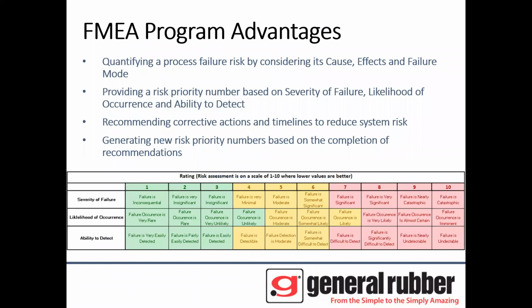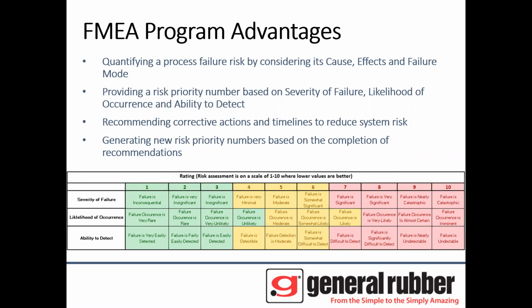So we're going to talk briefly about an FMEA program. That's failure modes and effects analysis, qualifying a process failure risk by considering its cause, effects, and failure mode, providing a risk priority number based on the severity of failure, likelihood of occurrence, and ability to detect, recommending corrective actions and a timeline to reduce system risk, and generating a new risk priority number based on the completion of the recommendations.